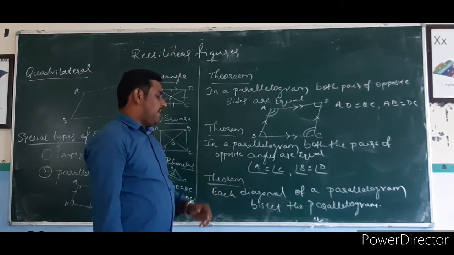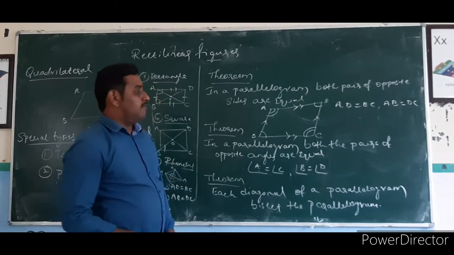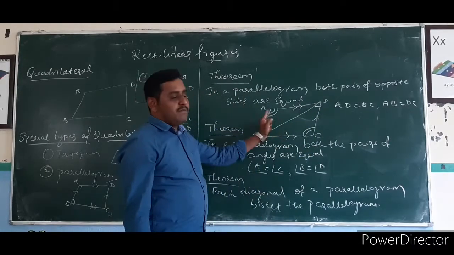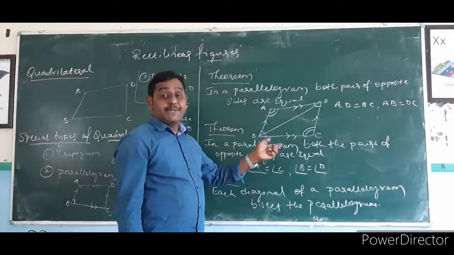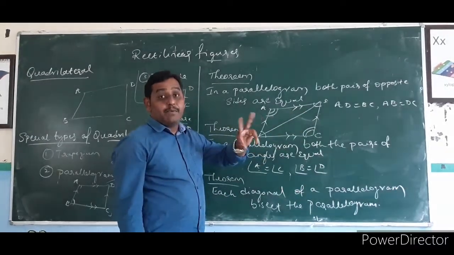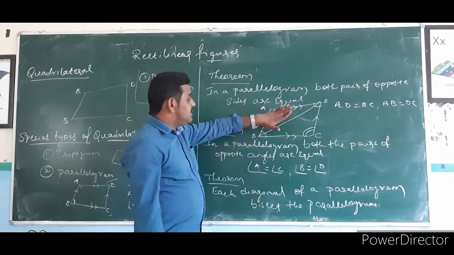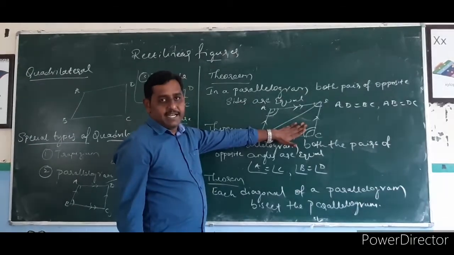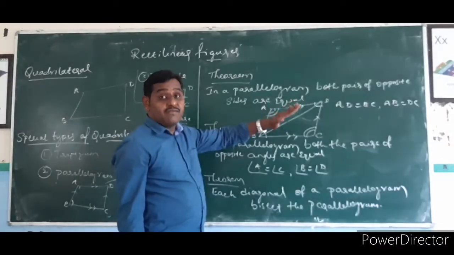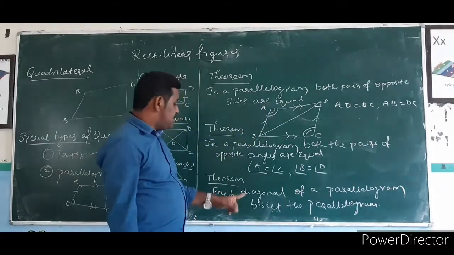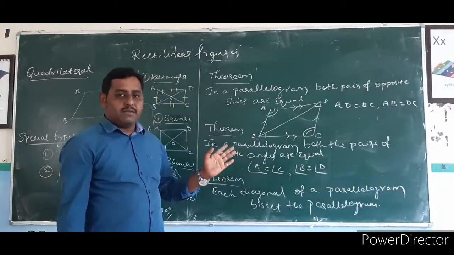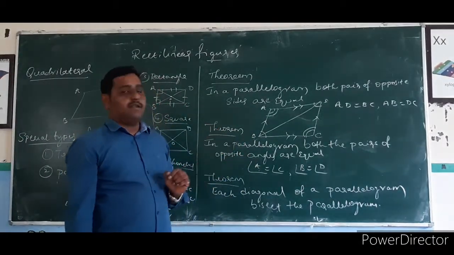Next, each diagonal of a parallelogram bisects the parallelogram. If you draw one diagonal, it divides the parallelogram into two equal triangles, equal in area. This triangle is also equal in area, and this is also equal in area. So each triangle is half of the area of the parallelogram. This is the theorem we learn. So these are the many important points we learn about the parallelogram.